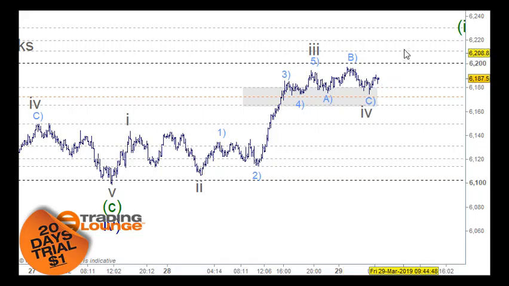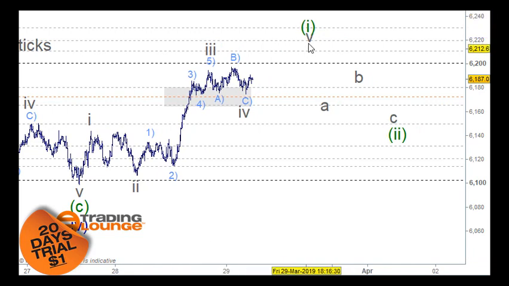So we should be seeing a move up through here to make wave 5 to the upside here. Wave 5, which possibly can be wave 1, but I can't confirm that yet. Then an A wave, B wave and a C wave, and then moving up from that point there.